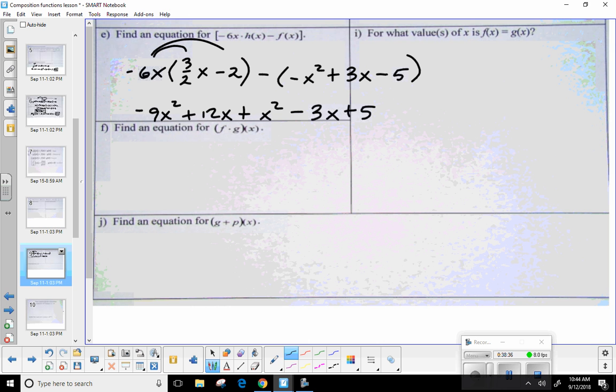And now what? Okay, so -8x squared plus 9x. Okay, plus our 5. There we go. Perfect.